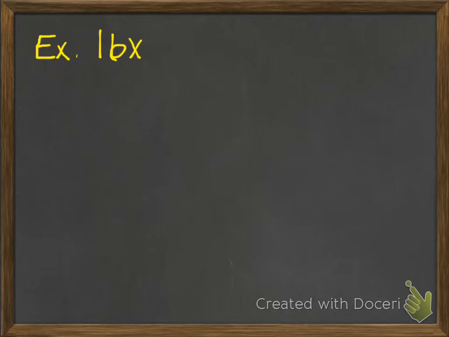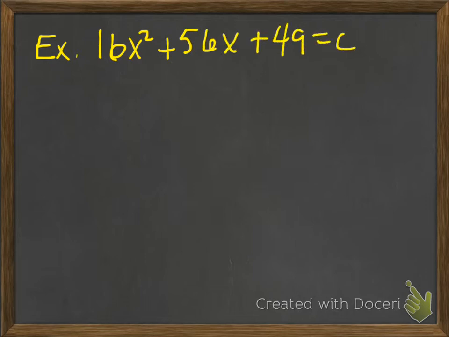Here's the perfect square trinomials. And again, look to see if the end numbers have square roots. 16.